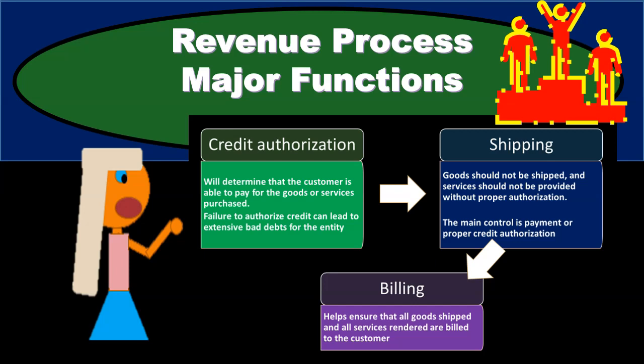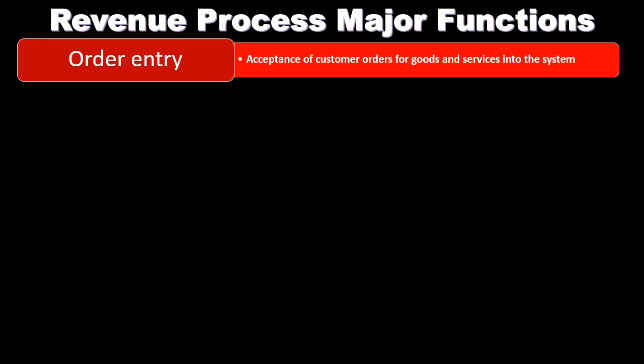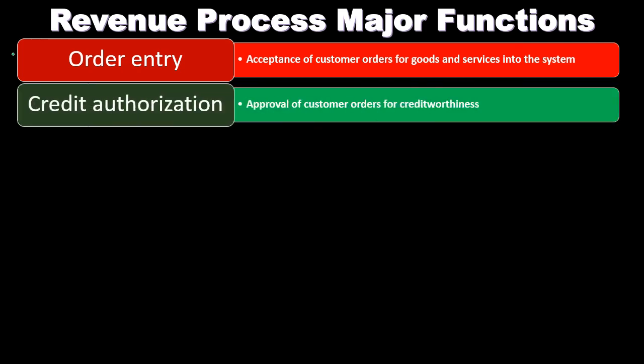In this presentation, we will take a look at the major functions, the major parts, the major components of the revenue process. The revenue process will generally start with the order entry. The order entry is the acceptance of the customer orders for goods and services into the system.